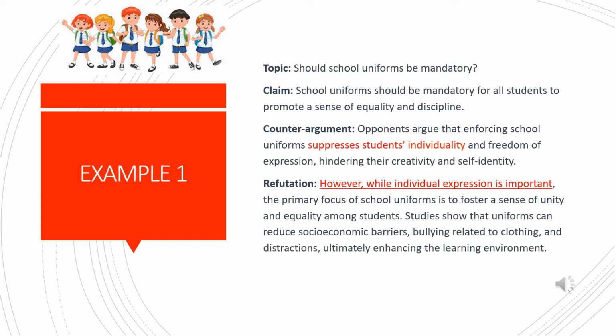So here we refute our counter-argument by saying that the focus of going to school is actually to learn. And then school uniforms can help to improve the learning process by reducing the socio-economic barriers, bullying related to clothing, and distractions. So this is how we refute or how we counter our opposing view.